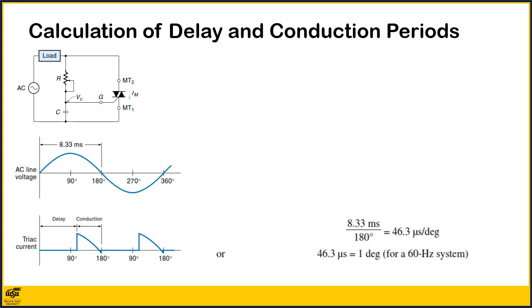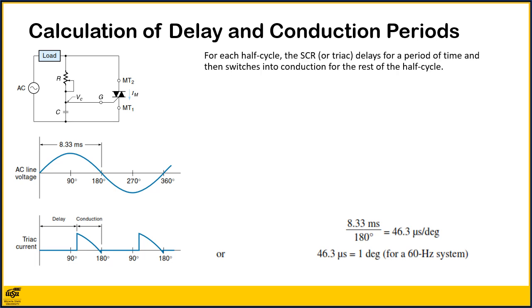As we have seen in the preceding sections, phase control circuits using SCRs and TRIACs regulate power to the load by turning on for a portion of the cycle period, as shown. For each half cycle, the SCR or TRIAC delays for a period of time and then switches into conduction for the rest of the half cycle. Delay and conduction measurements are commonly expressed in units of time or as an angle. It is useful to be able to make conversions between these two measurements.